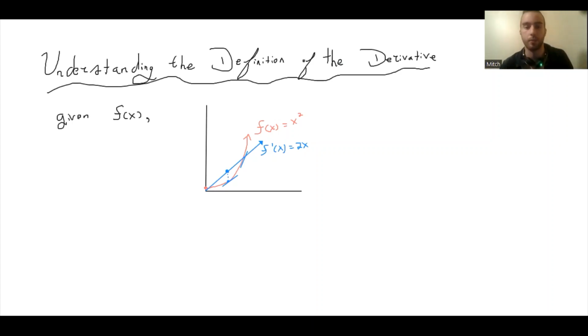So if this was distance over time, then the rate of change would be speed. If this was volume per, I don't know, weight, the whole idea is that it's just how much f of x is changing given how much x is changing. And that's really what the limit definition is saying.